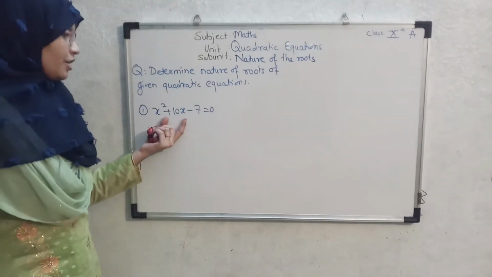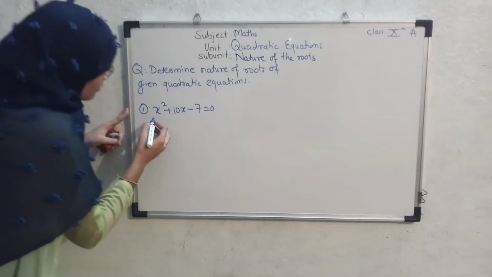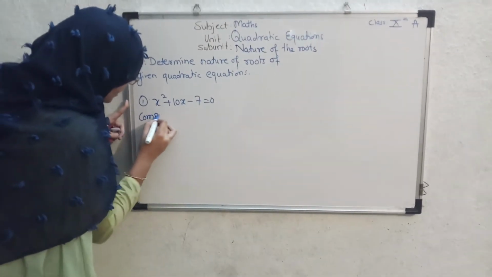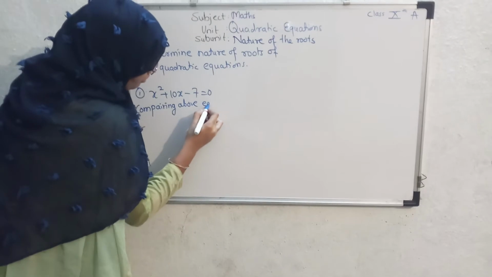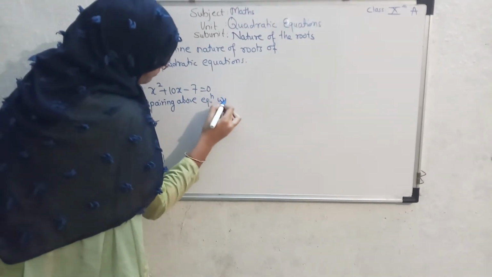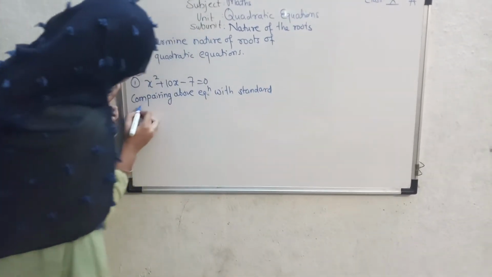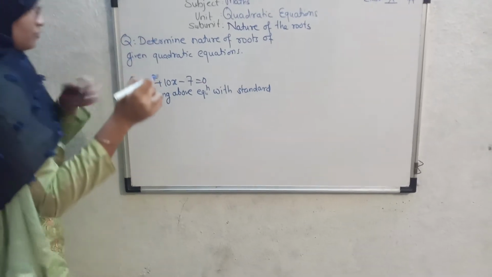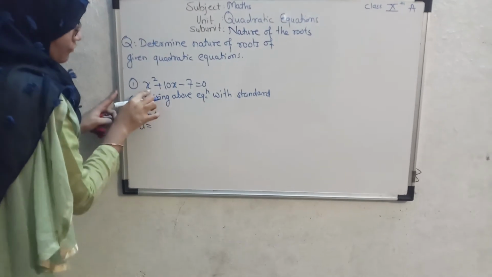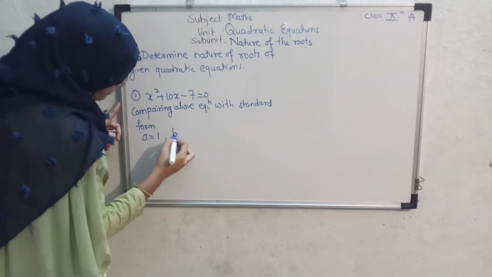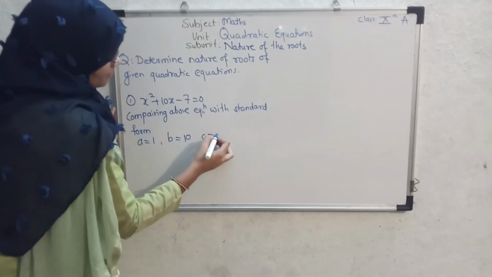To determine the nature of its roots, first calculate the value of b square minus 4ac. First we will compare this equation with the standard form. Comparing the above equation with the standard form, we get a, the coefficient of x square, is 1, b, the coefficient of x, is 10, and c, the constant term, is minus 7.